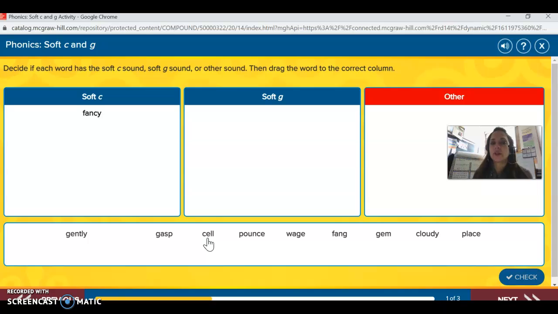Here's another word with a C in it. Again, our pattern is followed by an E, I, or Y. Here's that C followed by an E, which was also our password. Cell. I use a cell phone.